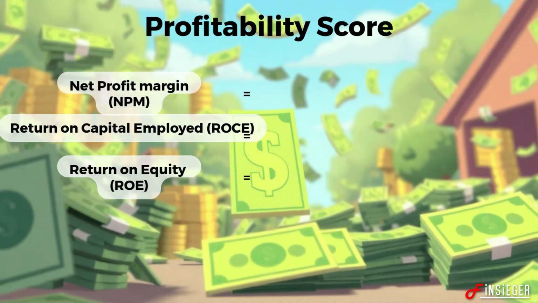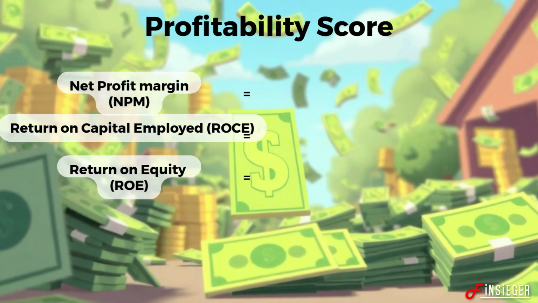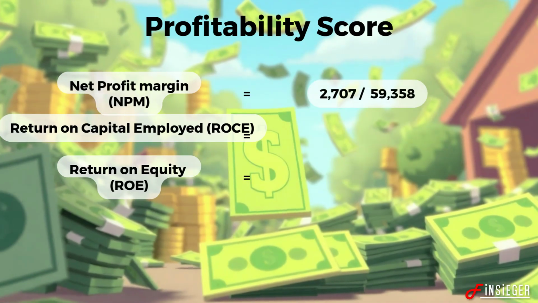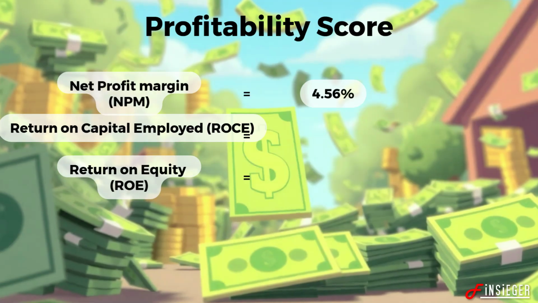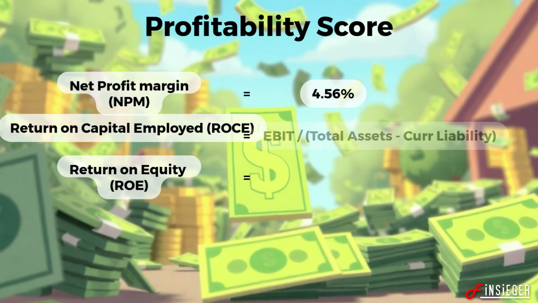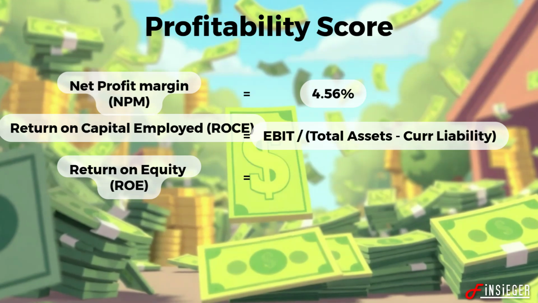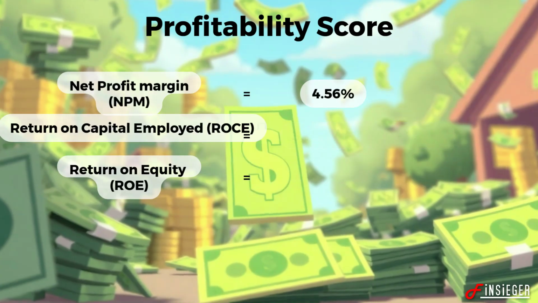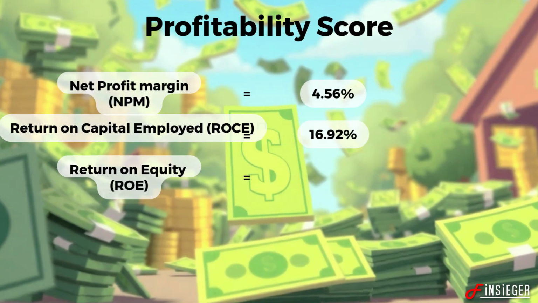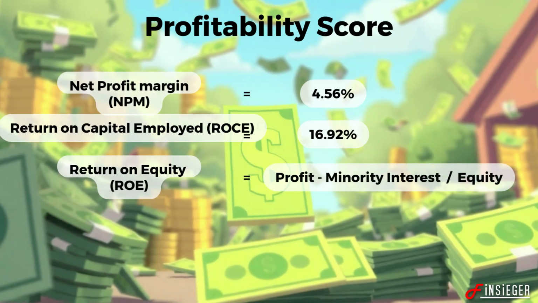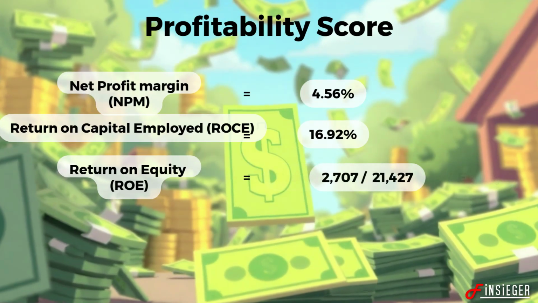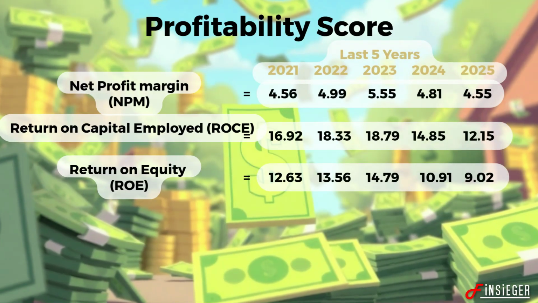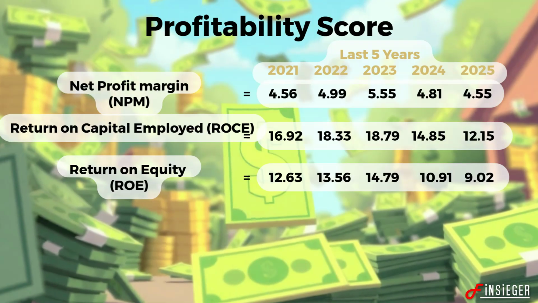For profitability score, we will be looking at NPM, ROCE and ROE to see the efficiency of the company to generate profits out of currently available capital and assets. Net profit margin is final profit divided by revenue. In case of Dmart it is 4.56% this year. Return on capital employed is calculated by profit before interest and taxes divided by total assets minus short-term liability. Here it is 16.92%. Return on equity is profit minus minority interest divided by equity. So, it is 12.63% in this case. Considering the last 5-year data for all of the above ratios, Dmart gets a profitability score of 3 out of 5.